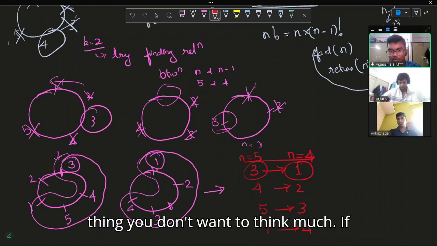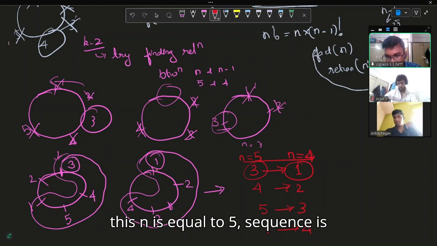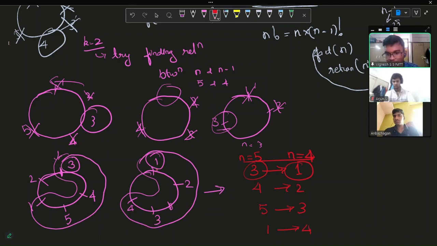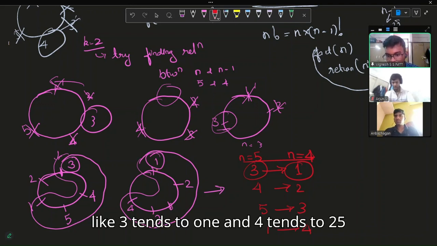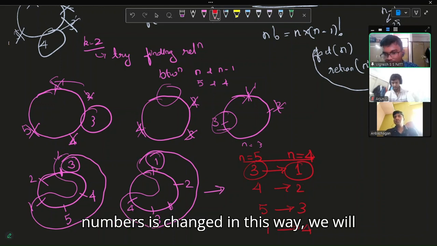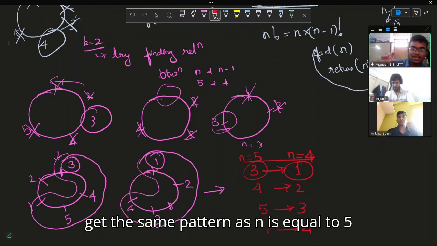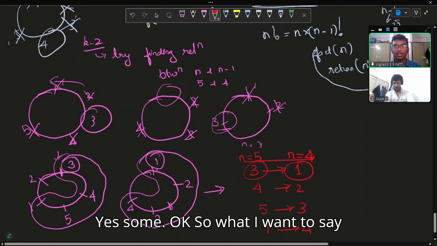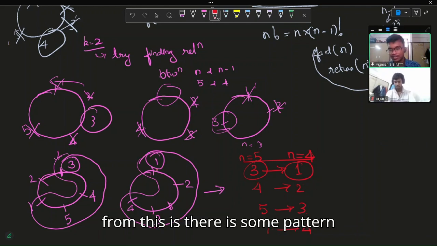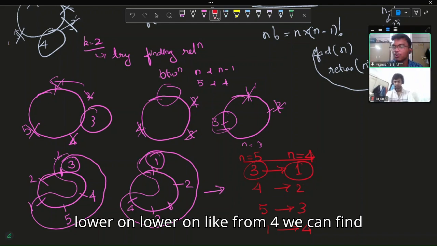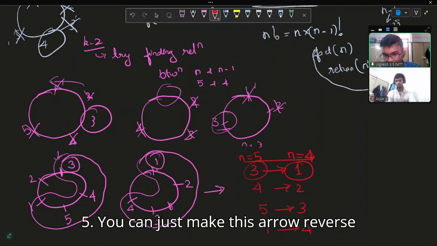So you don't need to think much about that solution. If the n equal to 5 sequence is changed, the numbers are changed by a reduction of 2. Like 3 is changed to 1, 4 is changed to 2, 5 is changed to 3, and 1 is changed to 2. This alone we will look at later. If the numbers are changed in this way, we will get the same pattern as n equal to 4, and the solution can be repeated. So what I want to say from this is that there is some pattern in this. So from 4 we can find 5. You can just make this arrow reverse as well.